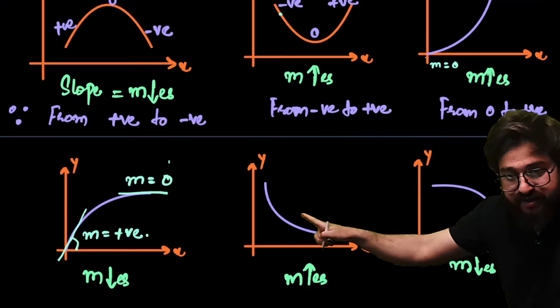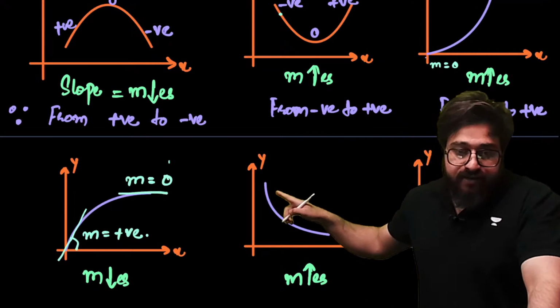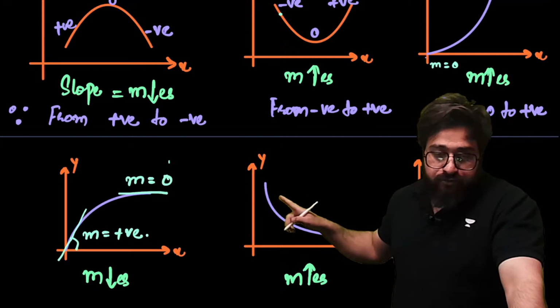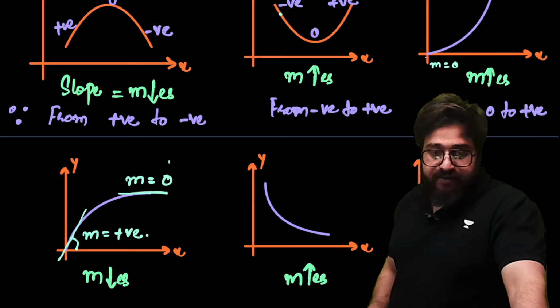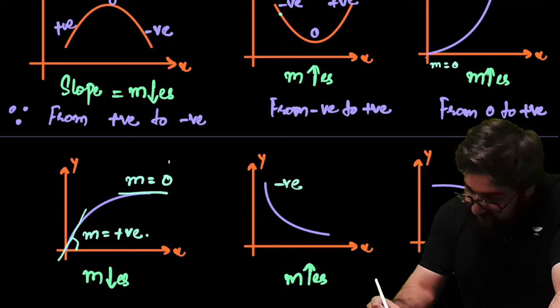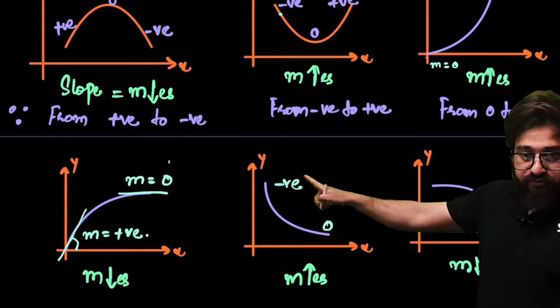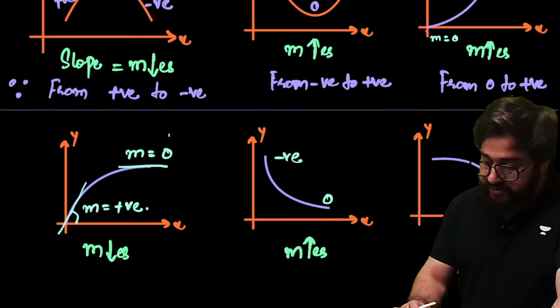Now in this case, can you tell me is the slope increasing or decreasing? Initially the slope is negative, then it becomes 0, then it will become positive, so slope is increasing. It is moving from negative to 0. Over here it is negative and it is 0. It is moving from negative to 0, so slope is increasing. M in this case is increasing.